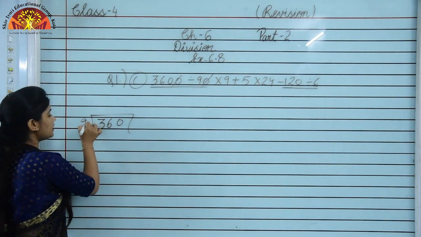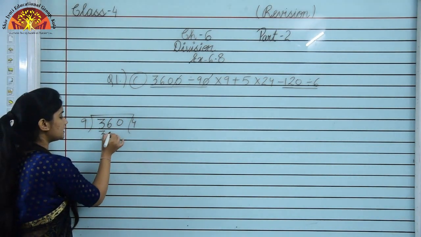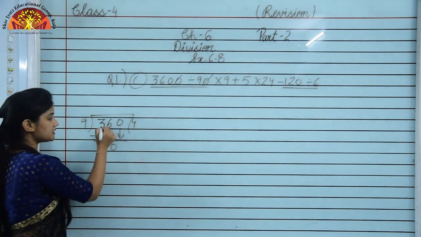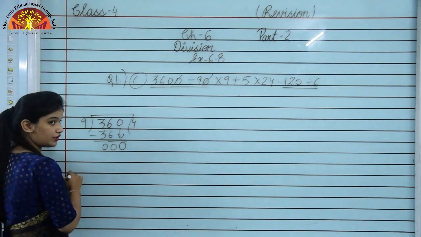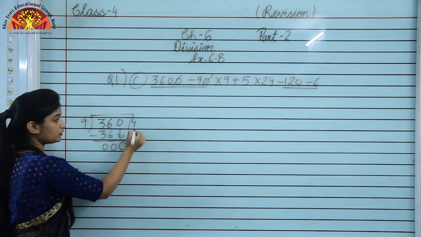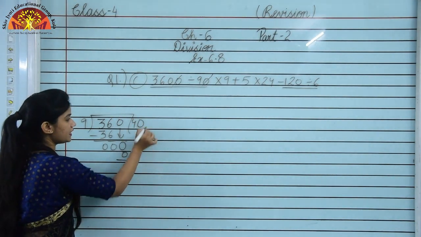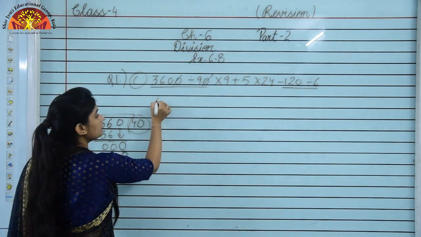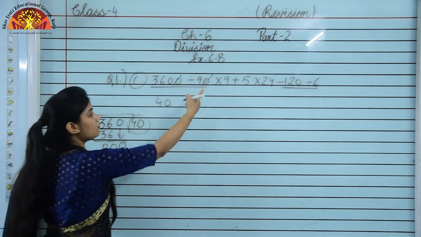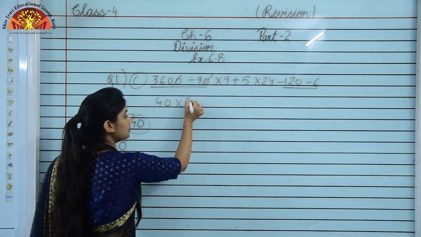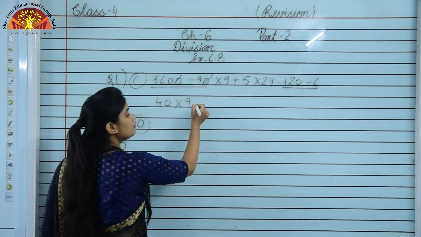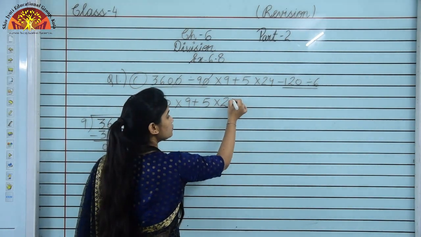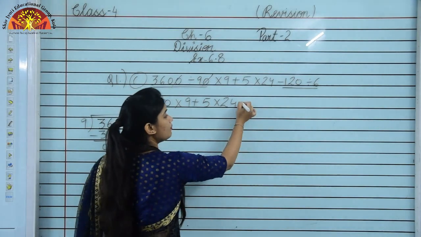360 divided by 9, and 9 fours are 36. 6 minus 6, 0, 3 minus 3, 0. Now 0 will come here. We cannot divide it anymore, so we'll put 0 here and your answer is 40. So 360 divided by 9 will be 40. Now multiplied by 9 as it is, plus 5 as it is, multiplied by 24 as it is, minus.